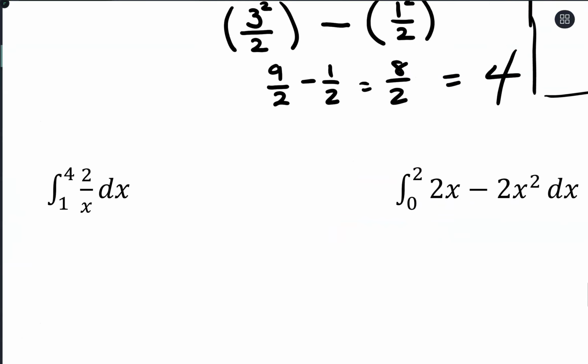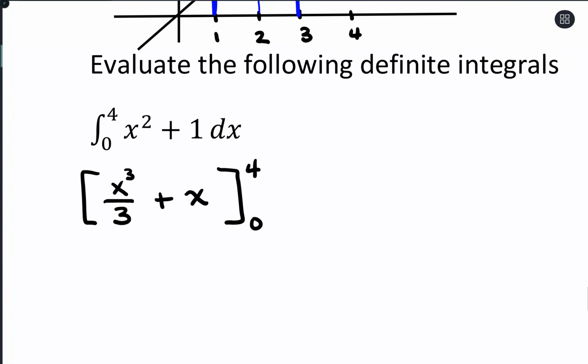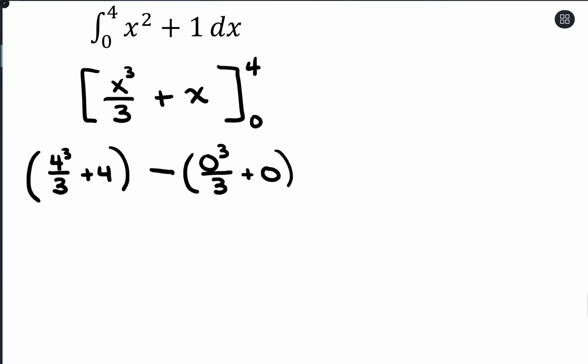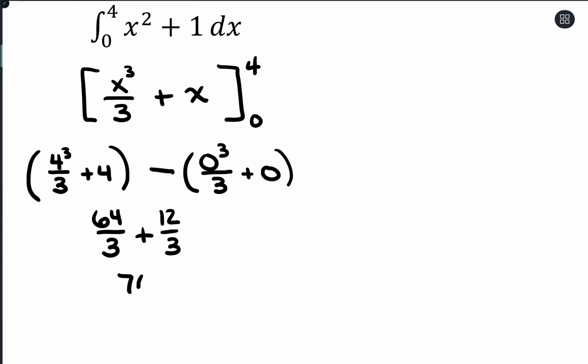Okay, with that, let's go back. So I took the antiderivative, got x cubed over 3 plus x. I'm evaluating from 0 to 4. So I'm going to start parentheses, plug in 4. So this is 4 cubed over 3 plus 4. And then minus, in parentheses, 0 cubed over 3 plus 0, which is just going to be a big 0. So we're going to have 64 over 3 plus 4, which would be the equivalent of 12 over 3. So we're ending up with 76 thirds. And that would be it.